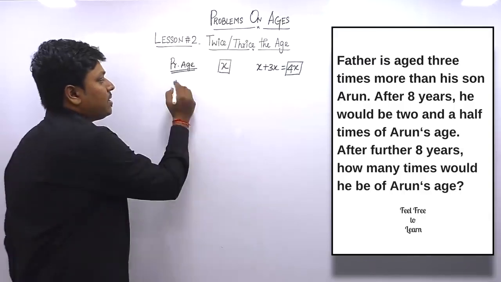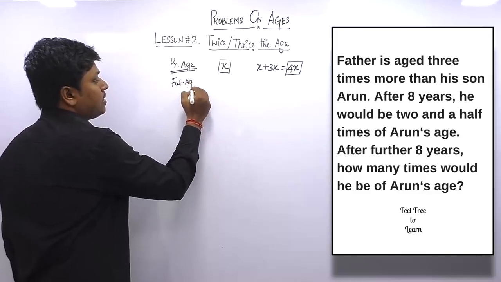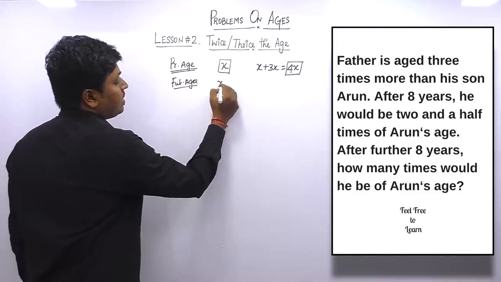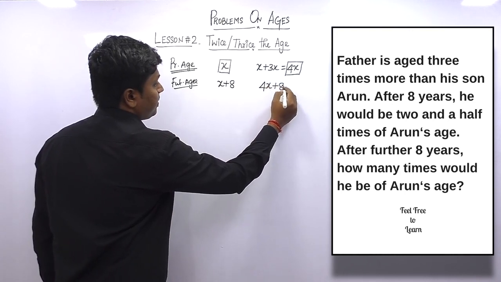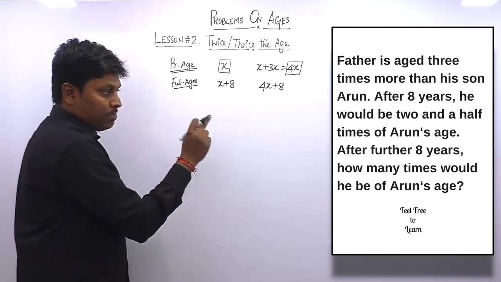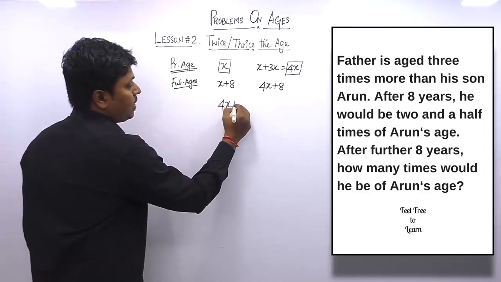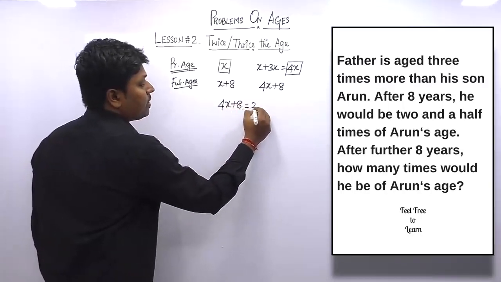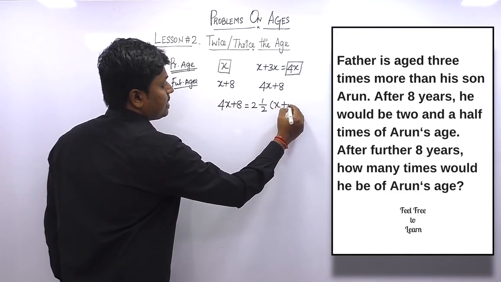After 8 years, it would be 2.5 times the son's age, right? After 8 years, so they are talking about the future age. So after 8 years, the son's age will be x plus 8 and the father's age will be 4x plus 8. So father's age 4x plus 8 will be 2.5 times his son's age, that is x plus 8.